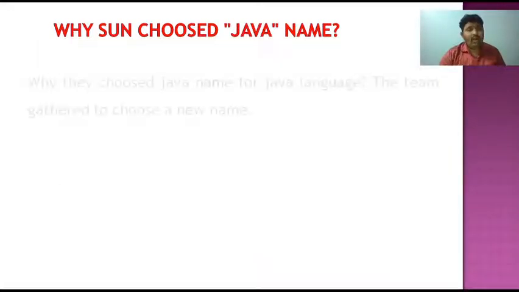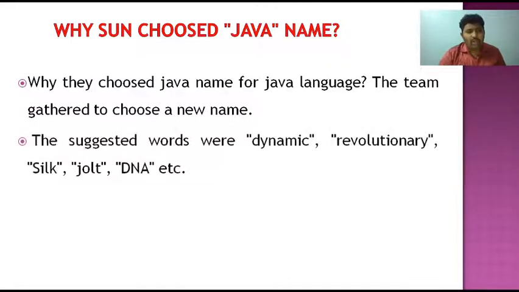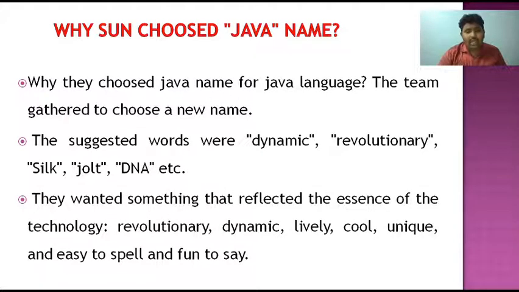Why did they choose the name Java? They wanted a new name, and they wanted the name to be dynamic and revolutionary. The name should be silk, it should have some kind of DNA and joy. So they were searching for that kind of word, and they thought, okay, there is a country called Java near Sumatra in Indonesia. It has a highly social culture, it is a very revolutionary country, lively, with a very good atmosphere and uniqueness.